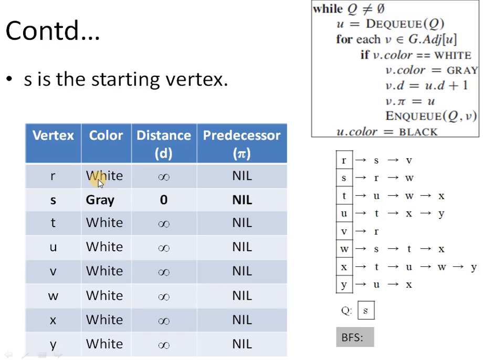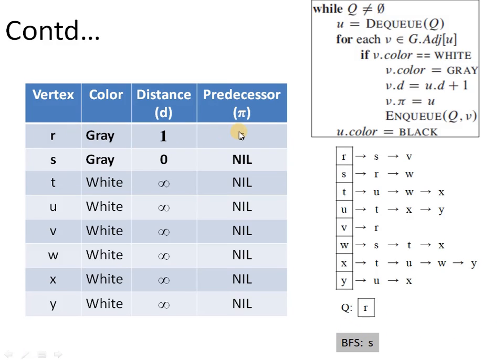Since R's color is white, we have to recolor it to gray. Distance will be equal to the distance of the predecessor node, that is S, plus 1. So it will be updated to 1 and we are reaching R via S, so pi will have S. And then we have to NQ it into the Q, as well as DQ S from the Q, and we are assuming that while DQing, we are also giving the element as output in the form of a BFS sequence. These are the updates. We have updated all the required attributes of R. We have NQ'd R into Q as well as DQ'd S.